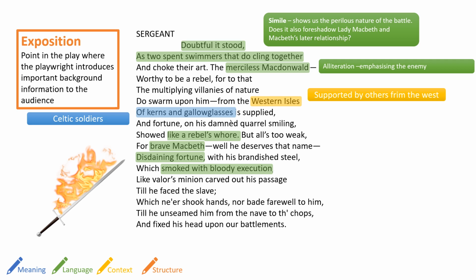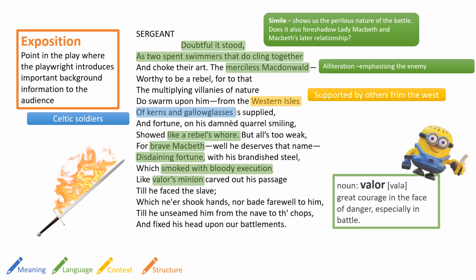Not only that, another lovely phrase here. We've got him described as valor's minion. Valor being the courage in the face of danger. Valor is personified here, and Macbeth is valor's minion, valor's assistant throughout this. And he's carved out a passage. That means he's carved his way through the enemy. You've got this image of this passage that Macbeth is fighting his way through, the gap behind him where he's killed the men in front of him.